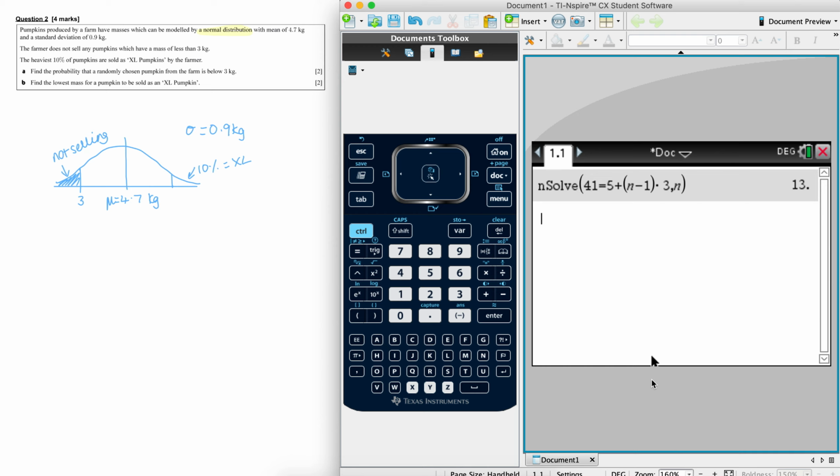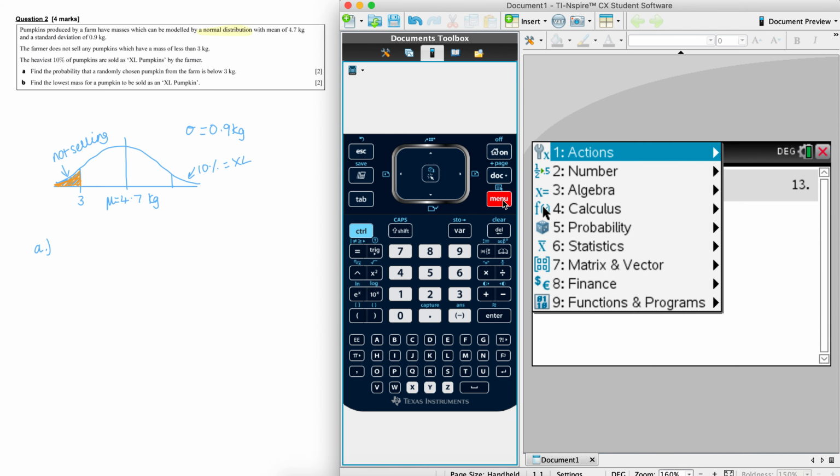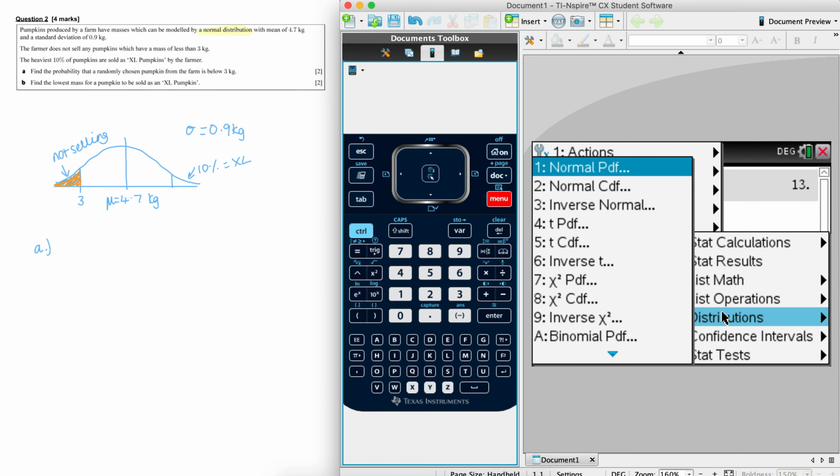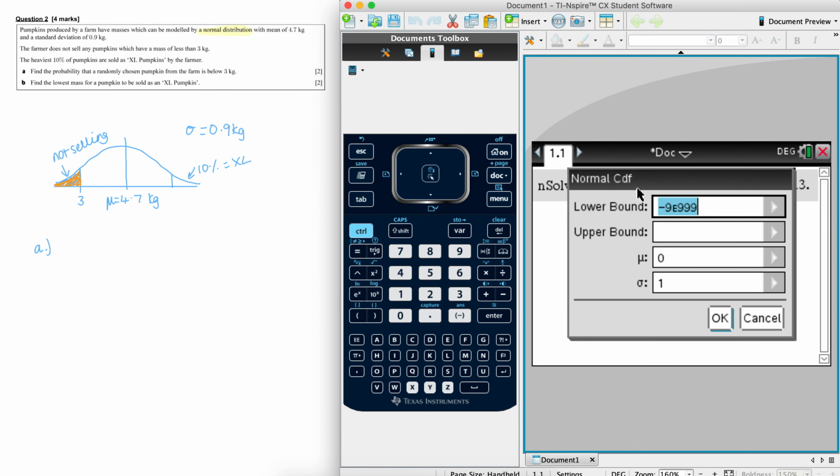Find the probability that a randomly chosen pumpkin is below 3 kilograms. So this is a normal distribution question. So I'm going to need the calculator for this. And it's asking me to work out the region that I have here. So this region. So my lower bound is negative infinity. So I'm going to need to go on to my GDC and distributions, normal CDF. So my lower bound is already in there. The upper bound is 3 kilograms. That's given to me in the question.